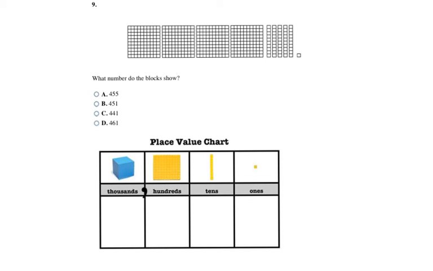And then here I have another group of blocks that I need to know what number they're representing. So if I look, I don't have any thousands cubes, so I'm not going to put a number there. I have 1, 2, 3, 4 hundreds cubes, so I'm going to put a 4 in the hundreds column. And then I have 1, 2, 3, 4, 5 10 sticks, so I'm going to put a 5 in the tens column. And then I just have one single 1 piece, so I'm going to put a 1 in the ones column. And so this model of blocks represents the number 451, which is choice B.